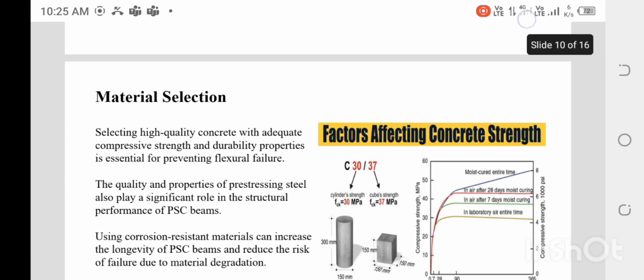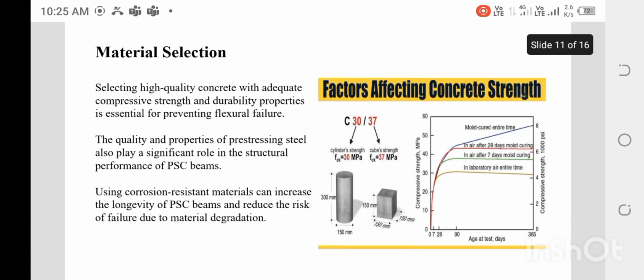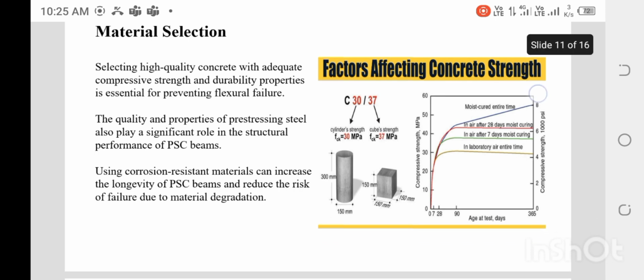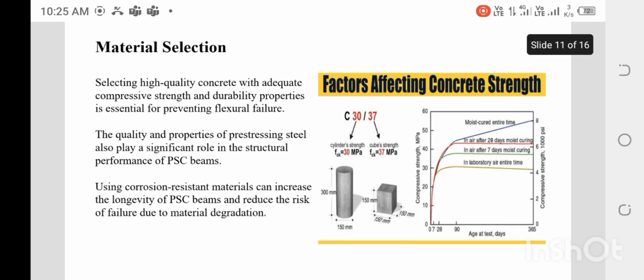Material selection. Selecting high quality concrete with adequate compressive strength and durability properties is essential for preventing flexural failures. The quality and properties of prestressing steel also play a significant role in the structural performance of PSC beams. Using corrosion-resistant materials can increase the longevity of PSC beams and reduce the risk of failure due to material degradation.